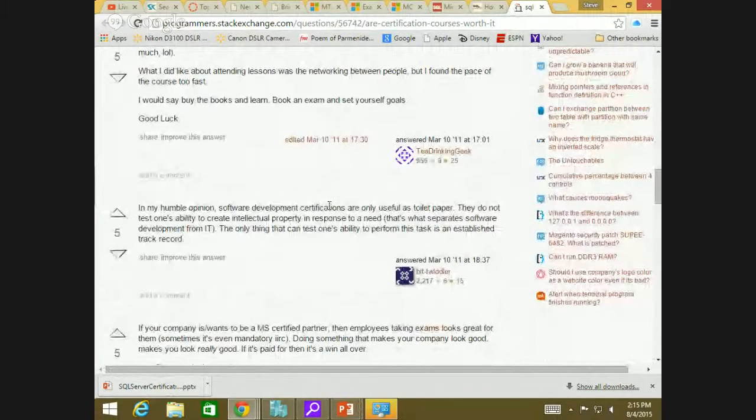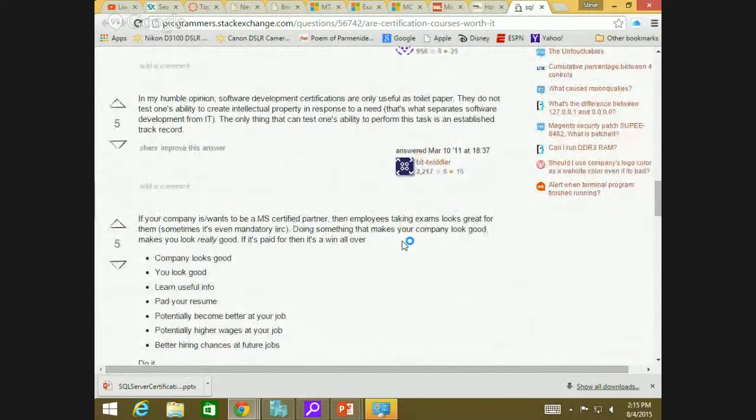This one, in my humble opinion: software development certifications are only useful as toilet paper. If your company is or wants to be a Microsoft certified partner, then employees taking exams looks good for them. And that's actually, so again, Microsoft has money invested in these exams. Companies that want to, there actually is a logo that you can get, we are a Microsoft partner. And if you're a Microsoft partner, then you would want your employees to have these exams.